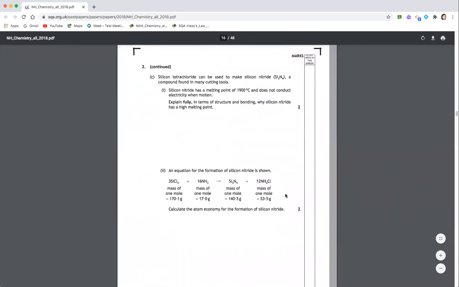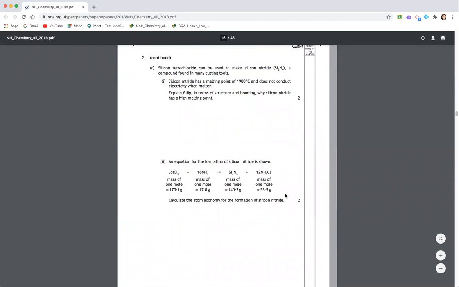2C part 1. Explain fully in terms of structure and bonding why silicon nitride has a high melting point. So it's got a melting point of above 1000 degrees and it doesn't conduct electricity. So if it doesn't conduct electricity when it's molten, it must have covalent bonding. The two types of covalent substances you get are covalent networks and covalent molecules. A covalent molecule is never going to have a melting point that high, so it must be a covalent network. And you should know that silicon naturally prefers to form network structures anyway.